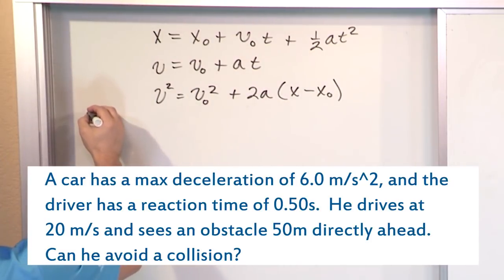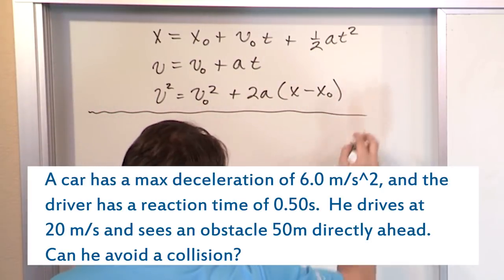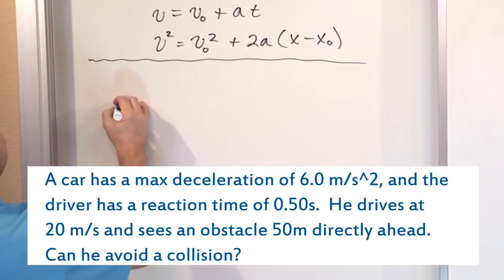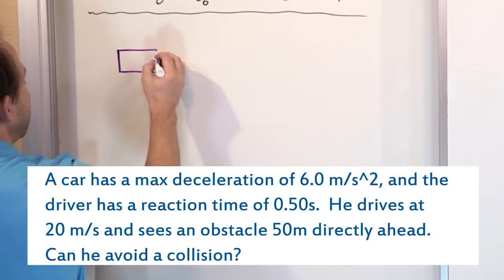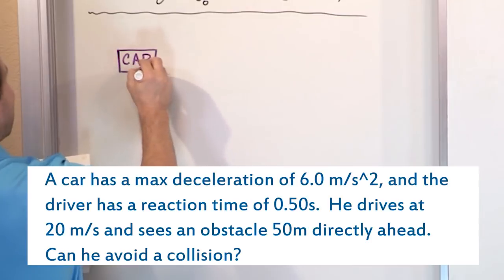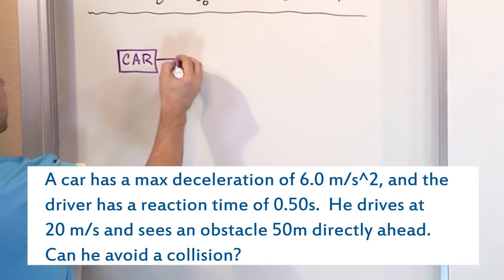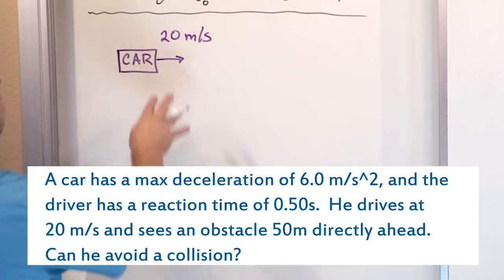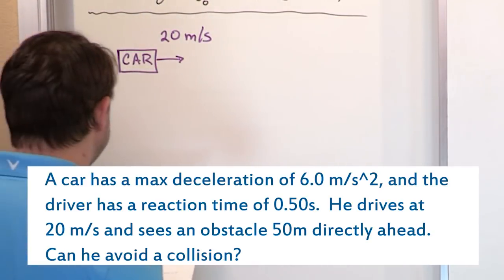But what I want to do underneath this is draw a little picture, and then we're going to formulate a strategy. So the first thing we're going to do is say that we have a car, and my cars are blocks, just like always. So I'm going to help you out here and tell you this is a car. It has some velocity. It's going at 20 meters per second. And notice the units are already correct, so I don't have to convert any units.